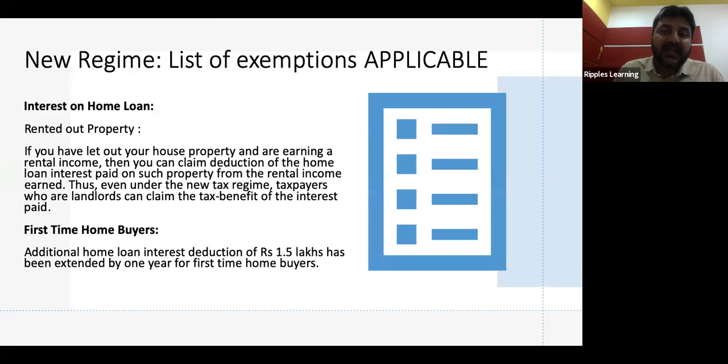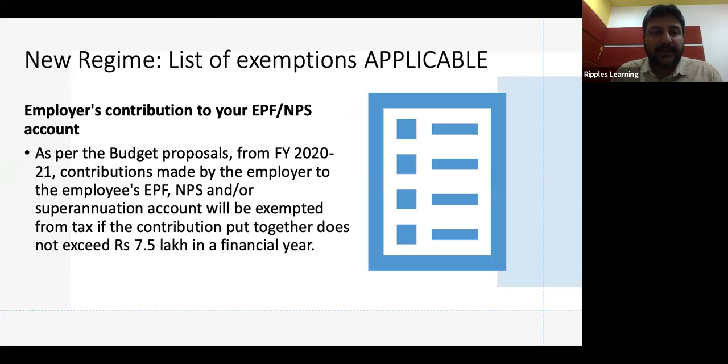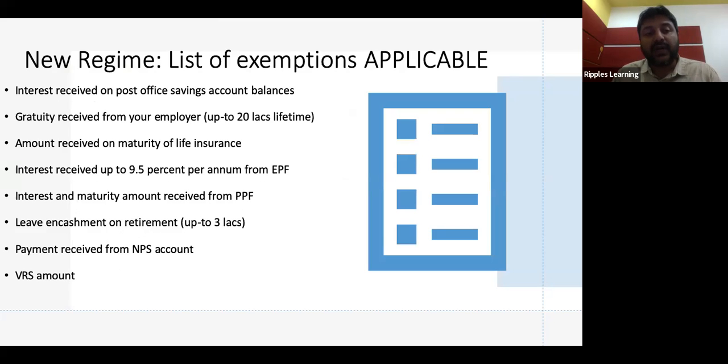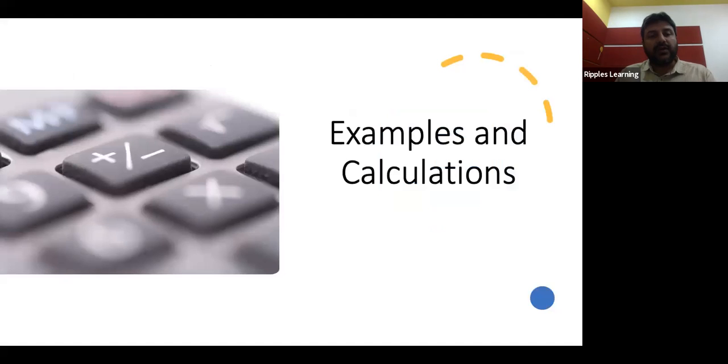The new regime does allow a few exemptions like interest on rented out property and, for first time house buyers, the interest amount. Also, if somebody is contributing to the national pension fund, that gets allowed, and other generic things like gratuity at the time of retirement, interest on PF, leave encashment or VRS, all this is still allowed under the new regime.